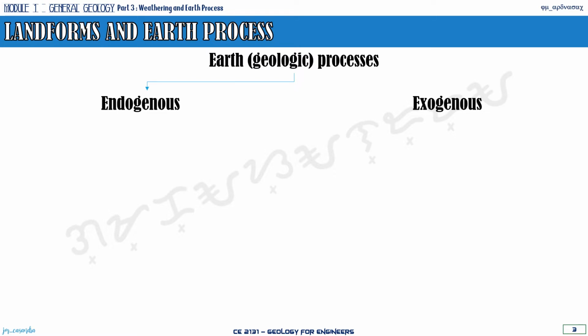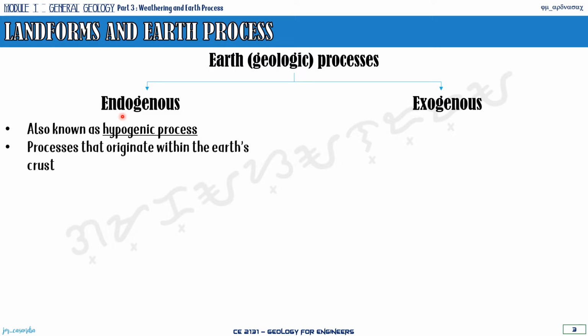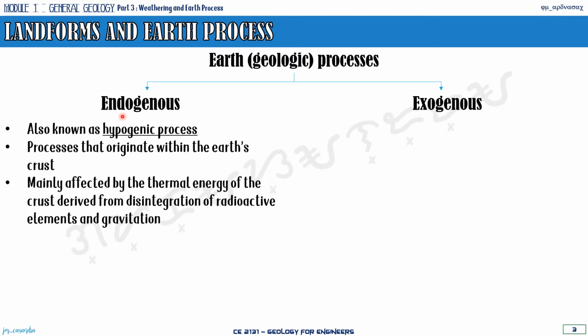When we say endogenous processes, from the word endo, meaning it is within or inside. This is also known as hypogenic process. This process usually happens or originates within or inside the Earth's crust or below the surface of the Earth. So the endogenous process would mainly be affected by the movement of magma under your crust.